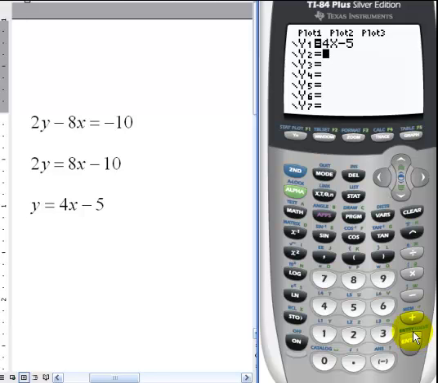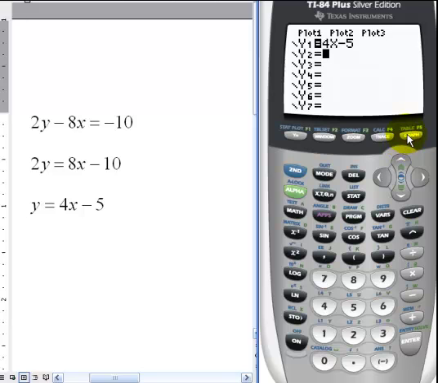Now if I wanted to graph a second equation, right here my blinking cursor is in y2, I could punch in a second equation, 6x plus 1, let's say. I don't want to do that, so let me hit clear. But I could hit multiple equations at one time if I want.